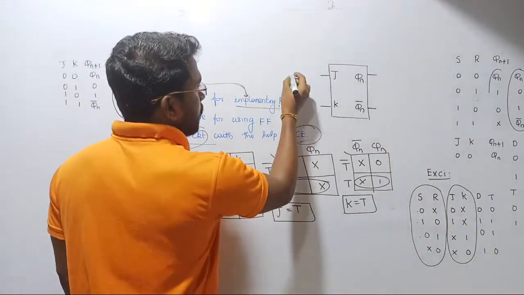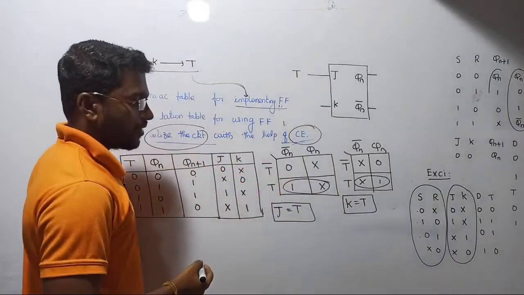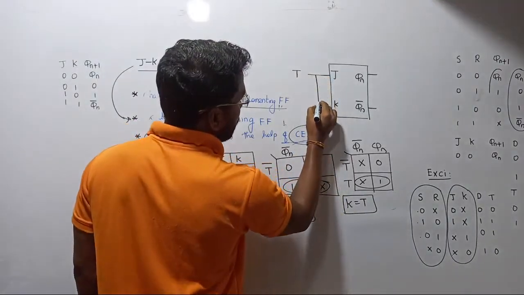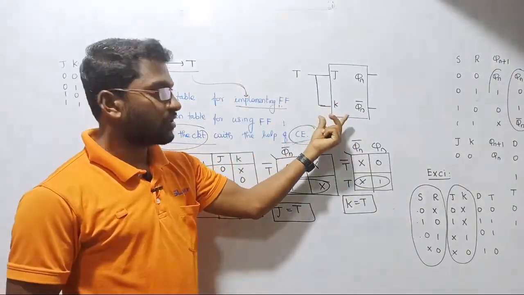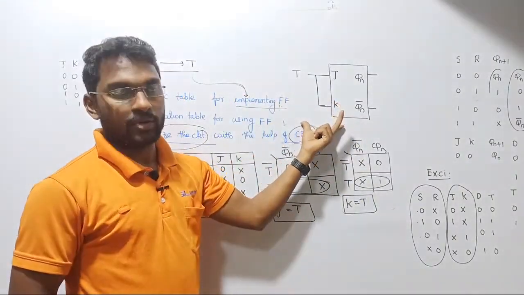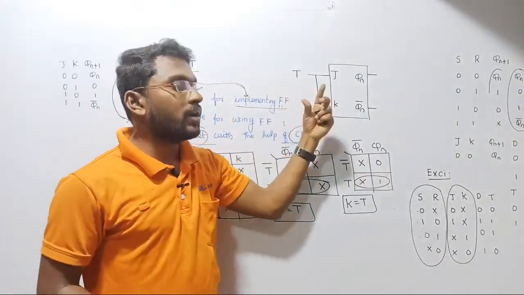So simply, if I give T as the input, T and J are going to be the same. Of course, T and K are also going to be the same. Is there any change from what we saw in our yesterday's class? No, they both are going to be the same, right? So that is what I had told you. Directly we can realize the T flip-flop with the help of the JK flip-flop.